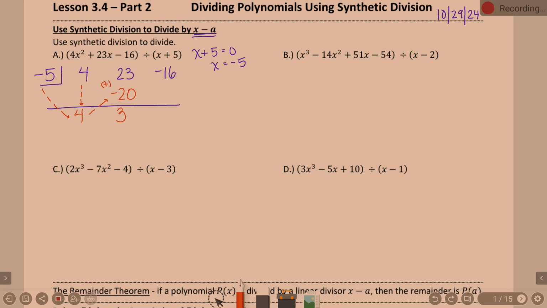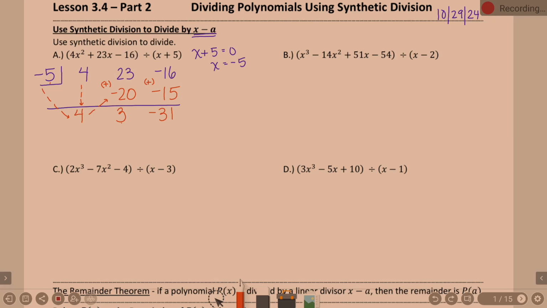Repeat the process. Now I'm going to take negative 5, and I'm going to multiply it this time by 3. What is negative 5 times 3? Negative 15, and I'm going to put it where? I'm going to bounce it up into the next column above the line, so it goes below the negative 16. And now we're going to again add. What is negative 15 plus negative 16? Negative 31. Okay. 4, 3, and negative 31 represent your answer.